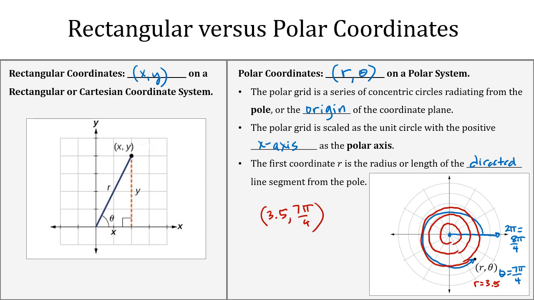Now, thinking a little bit ahead, you might have been wondering, why did I pick 7 pi over 4? Could I have picked something else? And we know that there's other ways of getting to that fourth quadrant angle other than 7 pi over 4. I could add multiples of 2 pi. I could take away multiples of 2 pi. I could write this as a positive angle. I could write this as a negative angle. So one thing that we'll discover as we move forward is that while there's only one way of writing a rectangular coordinate, there are multiple ways of writing polar coordinates. And that can be really helpful in some applications.